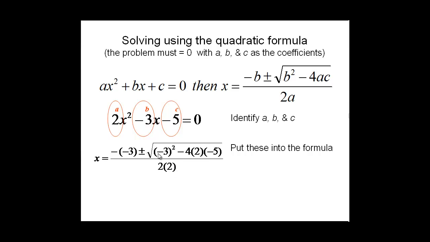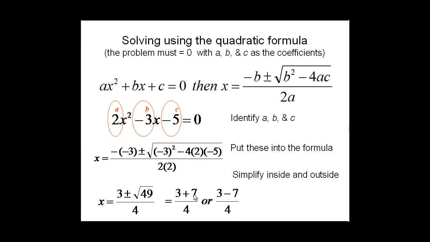Now I combine the inside, and when you do, 3 squared is 9, 4 times 2 is 8, times 5 is 40, and two negatives make a positive, so this is 49. 4 in the bottom, two negatives make a positive 3. 3 plus or minus the square root of 49 divided by 4. Now the square root of 49 is 7. That makes 3 plus 7. That's the plus part, and then the minus, 3 minus 7. And then you can simplify those. 3 plus 7 is 10 fourths, makes 5 halves. 3 minus 7 is negative 4, divided by 4 is negative 1.